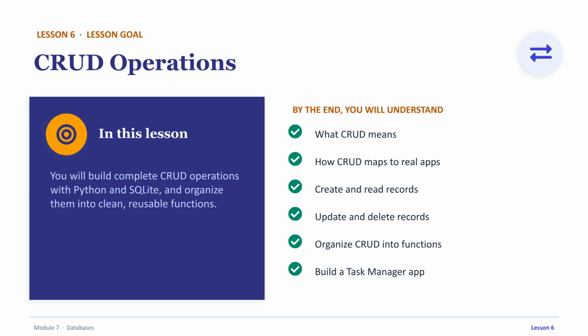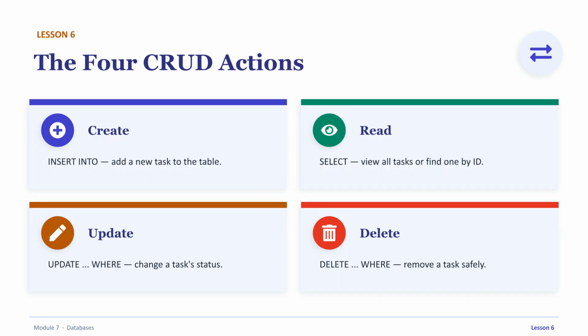Now that we have covered the basics, let's dive into the core operations that make any database useful. Every data application relies on CRUD: create, read, update, and delete. Let's learn how to implement these consistently. In this lesson, we will build a task management application from the ground up. You will learn what CRUD means, how it maps to real-world features, and how to organize your code into reusable functions that handle every action, from creating tasks to deleting them.